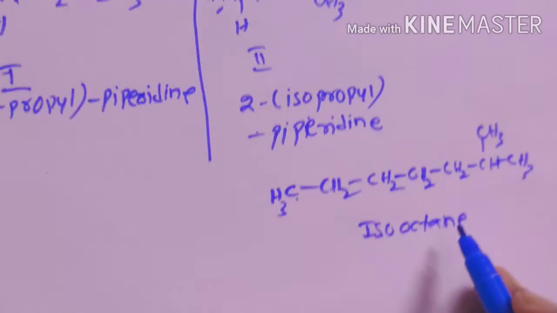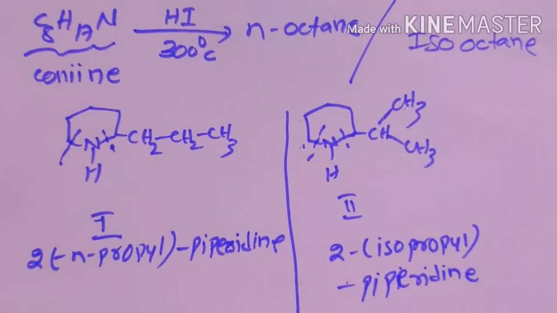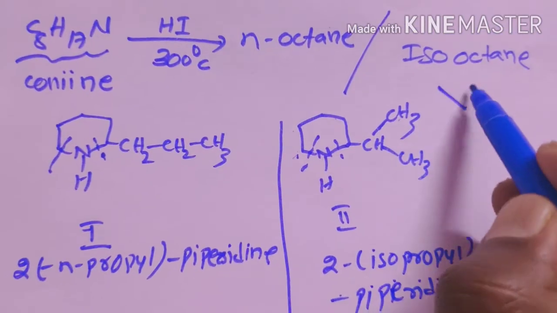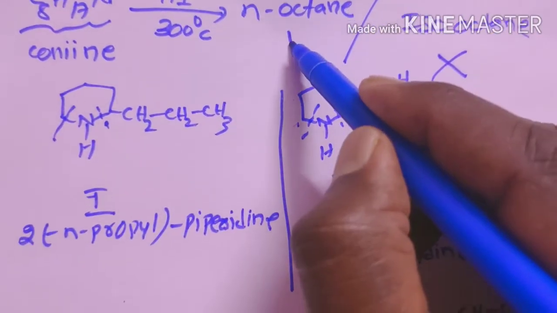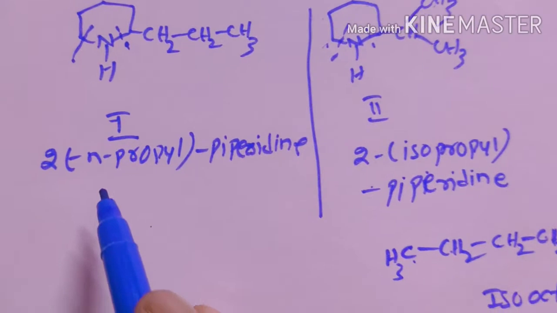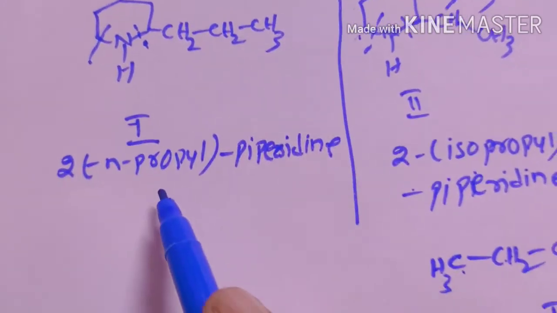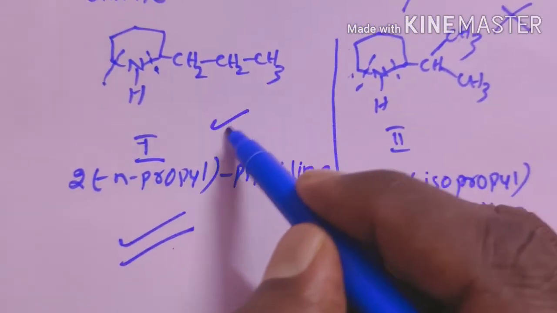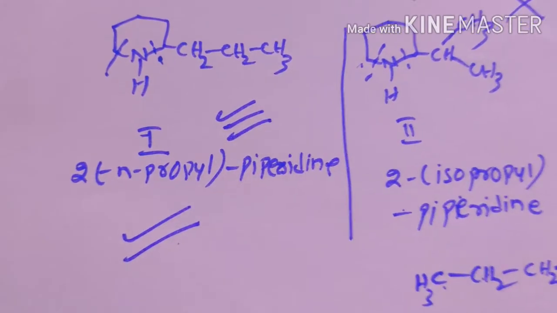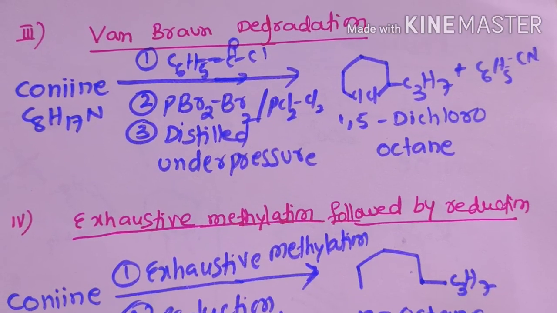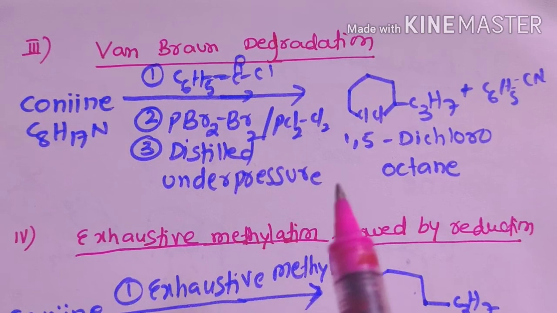But in the reduction with hydrogen iodide, we are not getting the isooctane, we are getting n-octane. So conine must be 2-n-propyl piperidine. So this must be the correct structure. Structure 1 is also supported by the von Braun degradation.